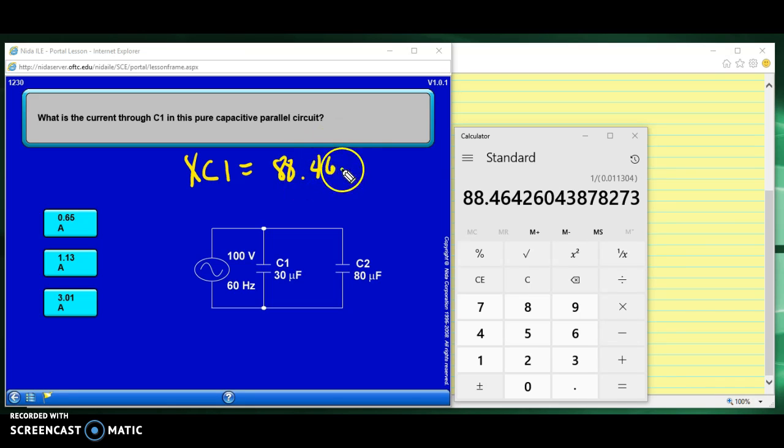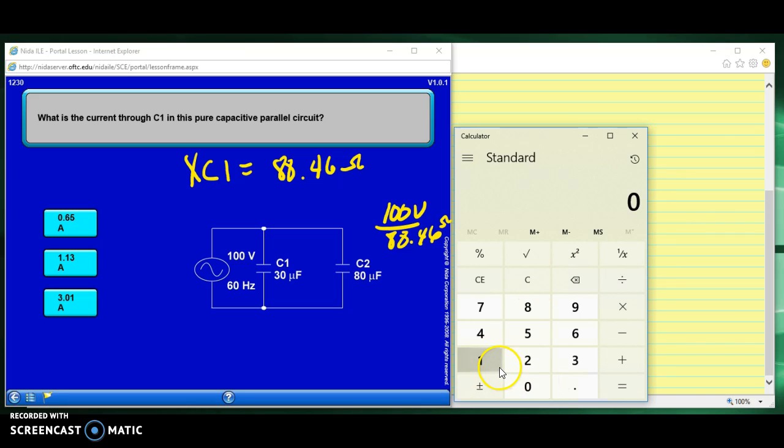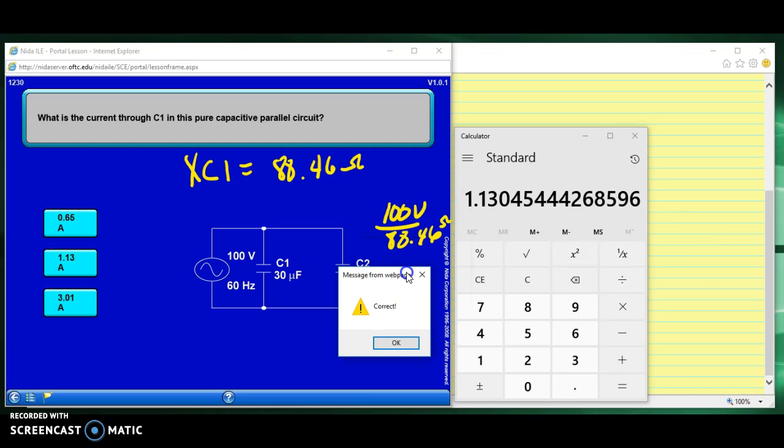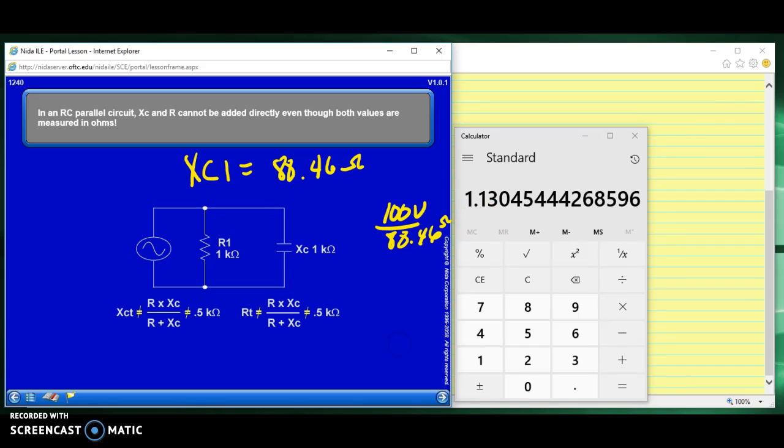88.46 ohms. So if we take 100 volts and divide that by 88.46 ohms, I'm sorry for the little tiny ohm symbol, but let's do the math. 100 divided by 88.46 is equal to 1.13. There we go. And that is correct. So just that easy thus far.